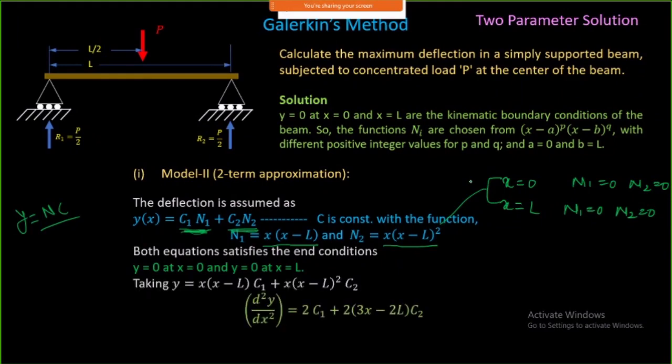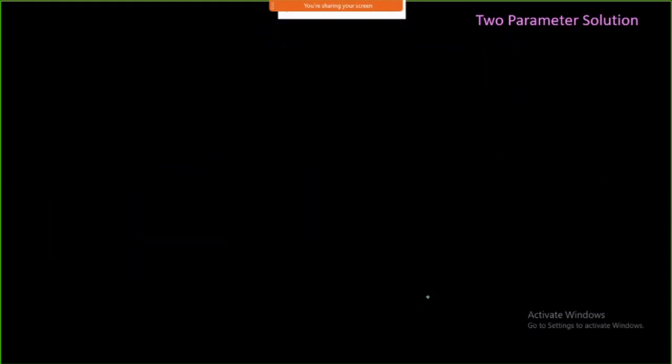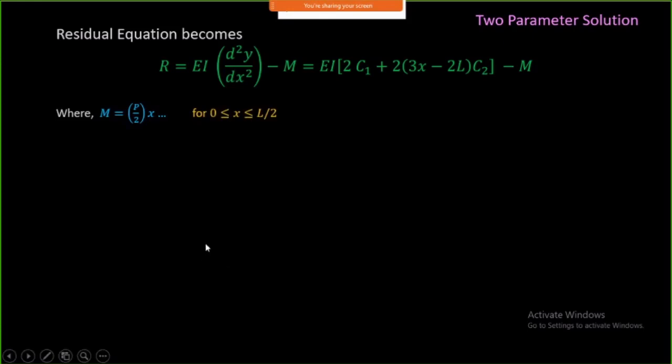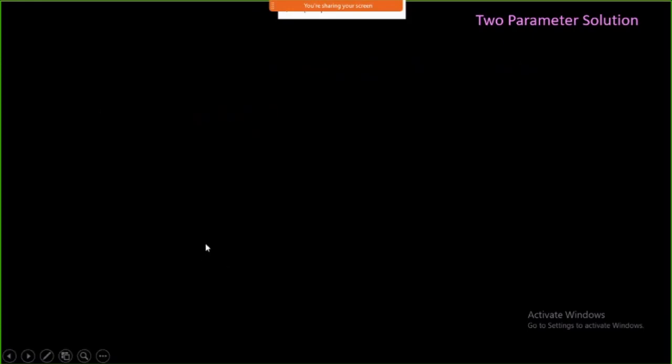Now I can substitute into this and determine d2y by dx square, and I will get an equation like this: 2c1 plus 2 into bracket 3x minus 2L into c2. So c1 and c2 are two constants we need to determine, and these two constants are determined by the domain residual. You can substitute into the domain residual.